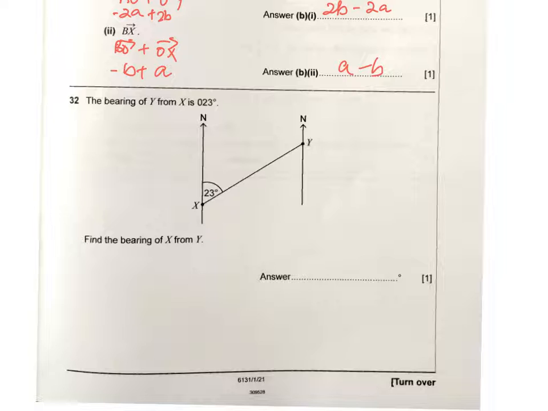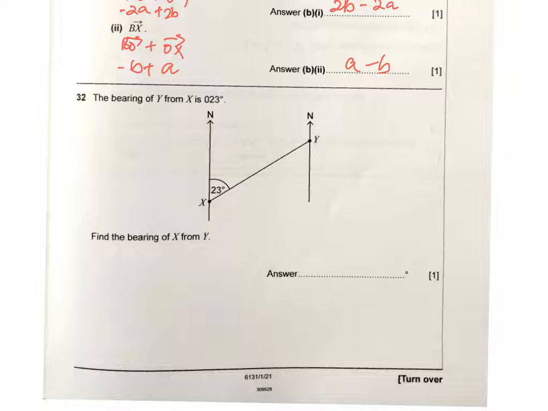Okay, so we are given the bearing of y from x is 023, that means this angle is 23. Find the bearing of x from y. Of x from y, we need to stand at y from the north, and then we go clockwise. We are here at y, so we move north of y until we are able to see x. We want to know how much is that angle.